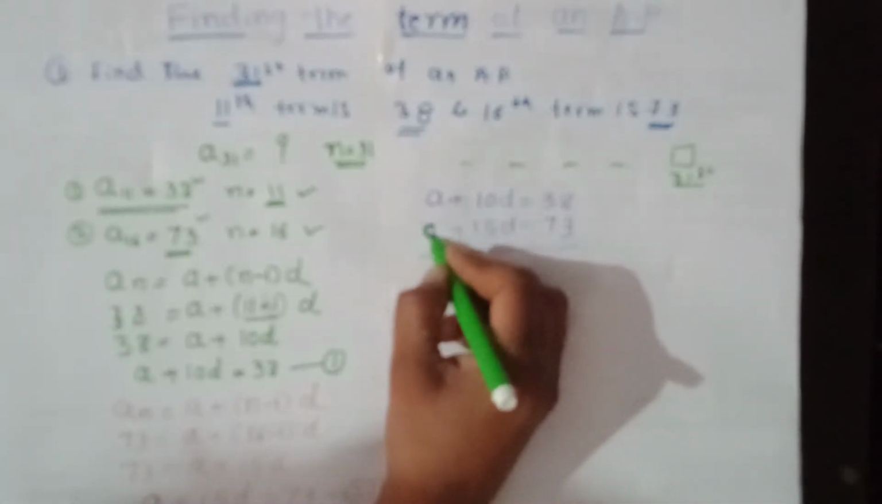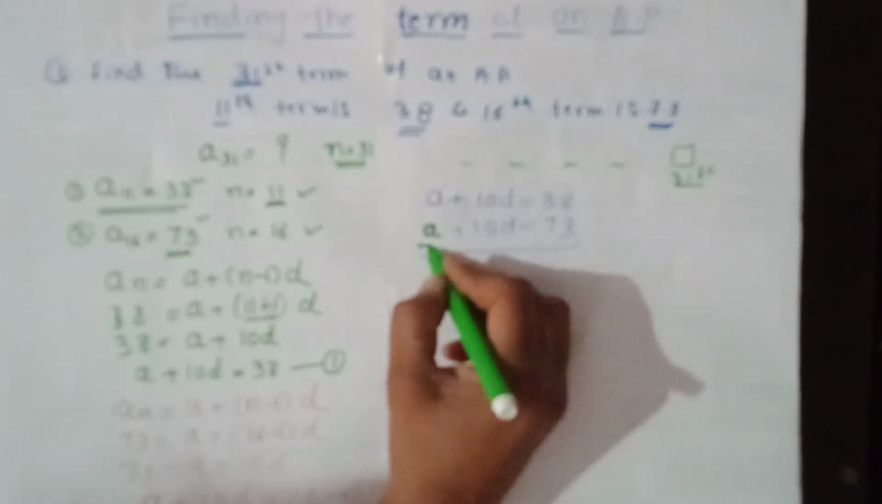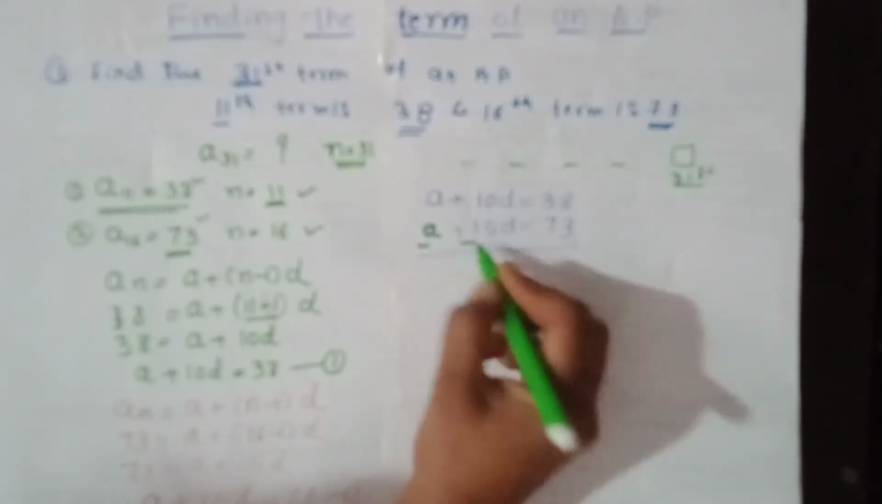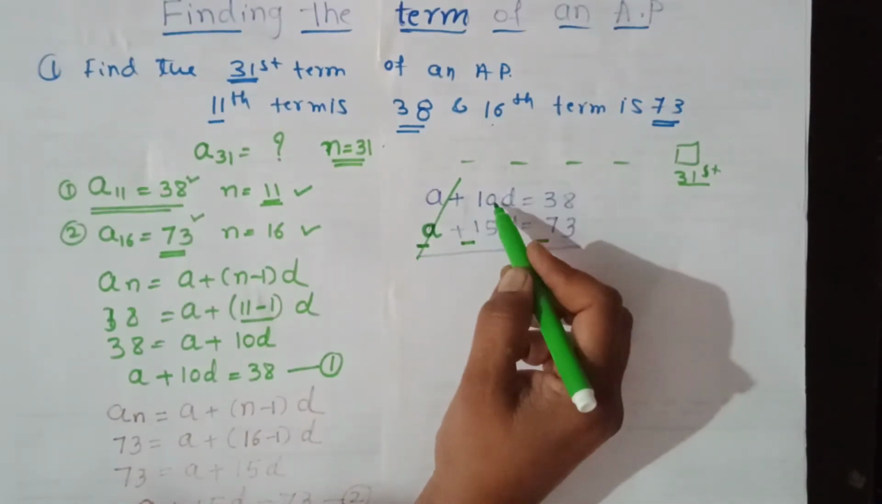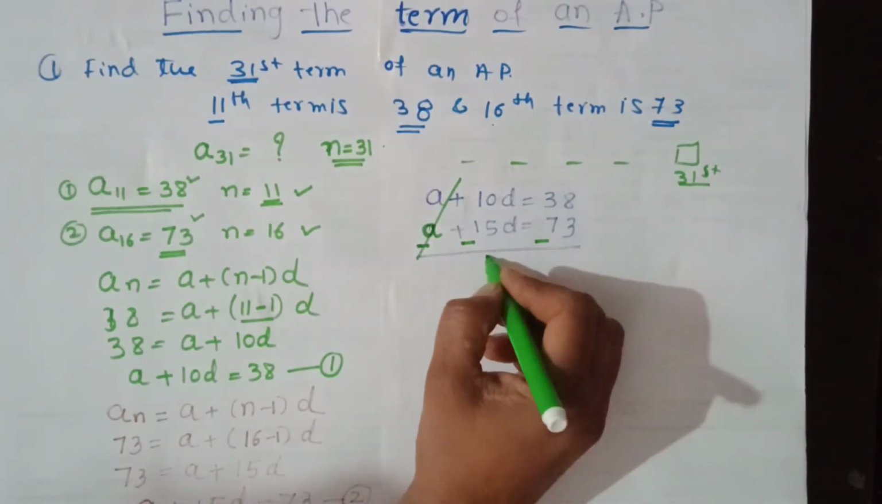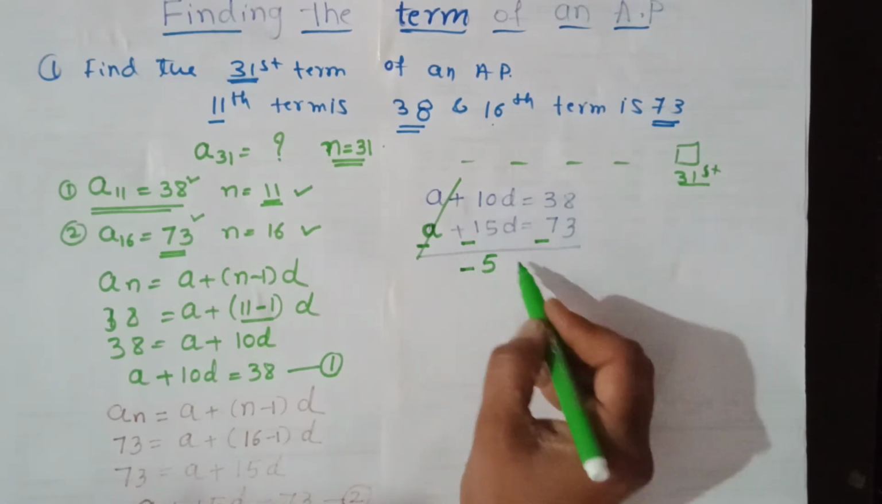What I observe here is that this a and a are the same. I am subtracting this one from this one. So for subtraction I am changing the sign: this minus, this minus, and this I'll make it minus. So 10 minus 15 is 5, but the bigger number has the minus sign. Here I am getting minus 5.